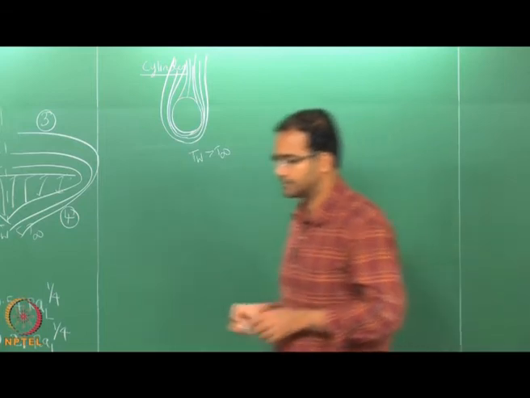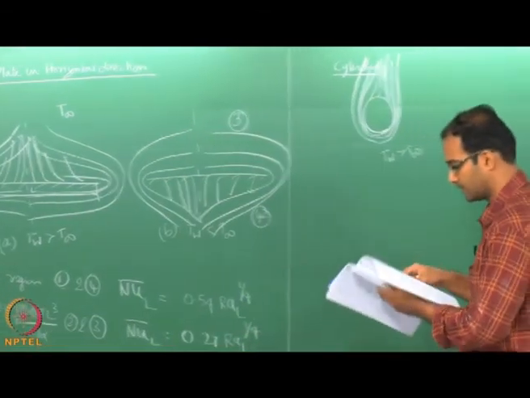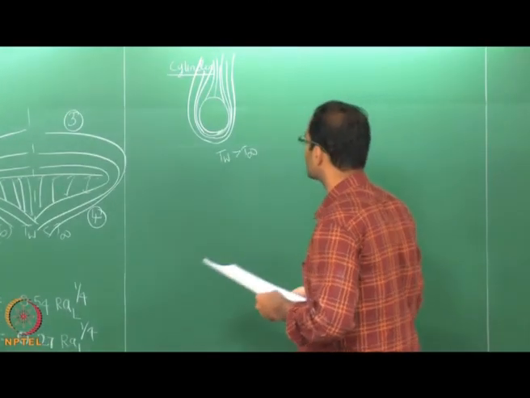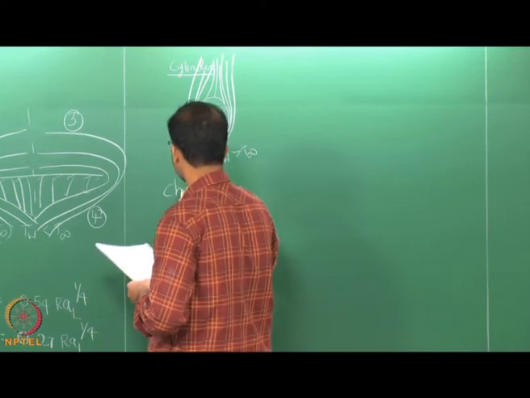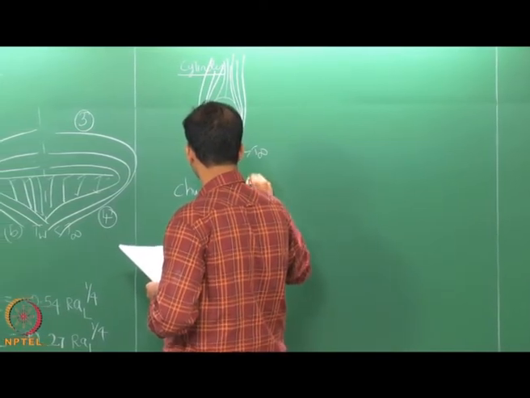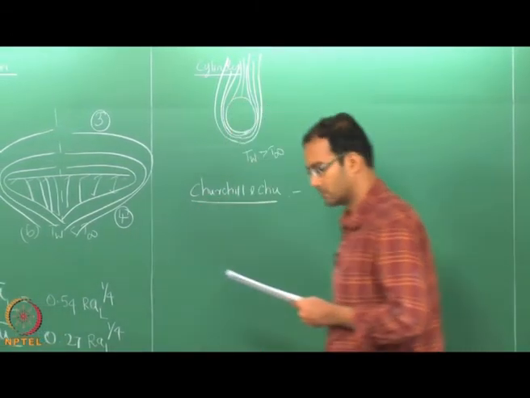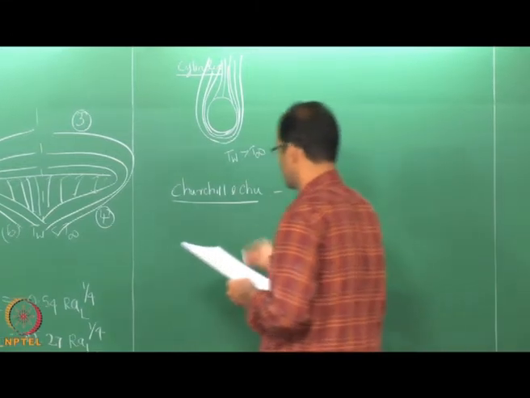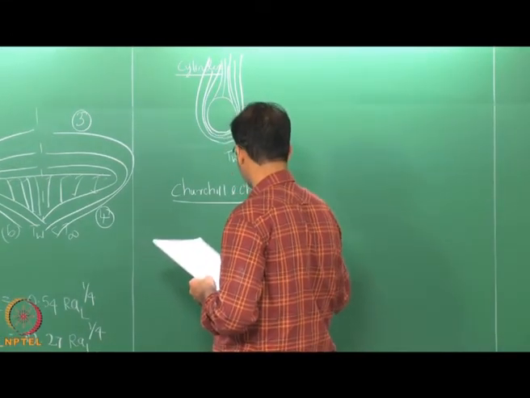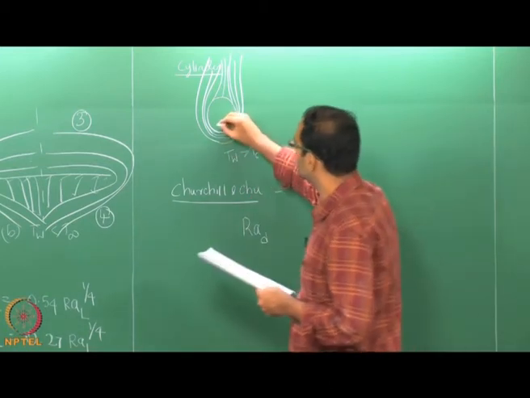So, for these there are some correlations available. The most comprehensive correlation was developed by Churchill and Chu. So, this is the most commonly used correlation and this is valid for Rayleigh number. Now, in the case of cylinder and sphere, the Rayleigh number is based on the diameter.